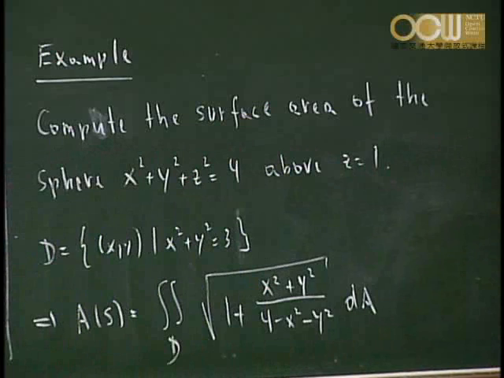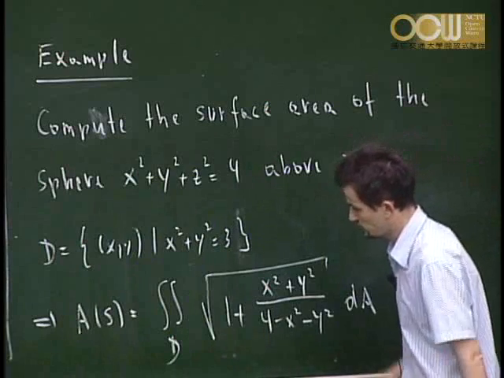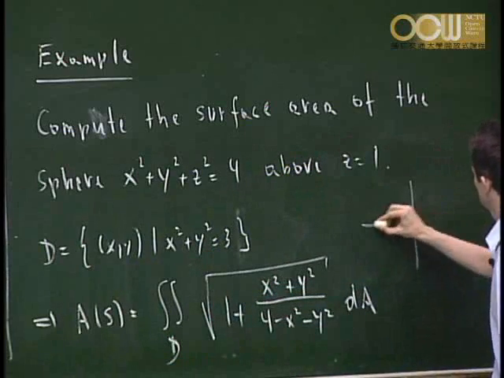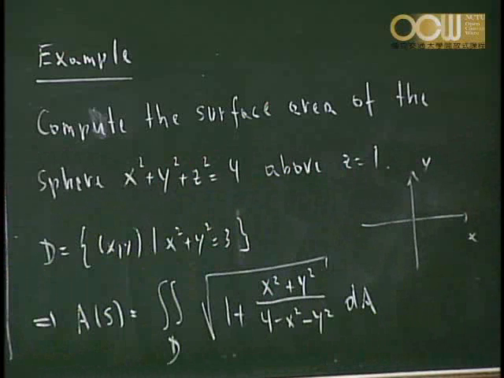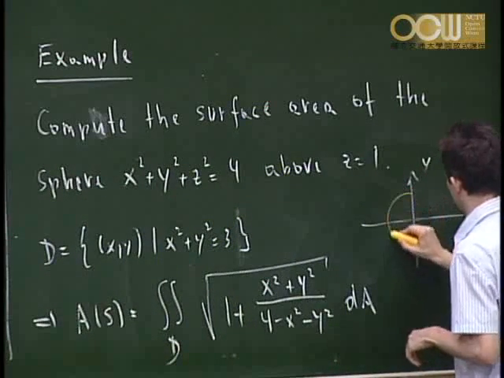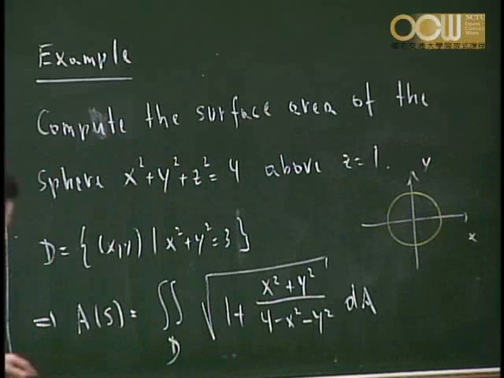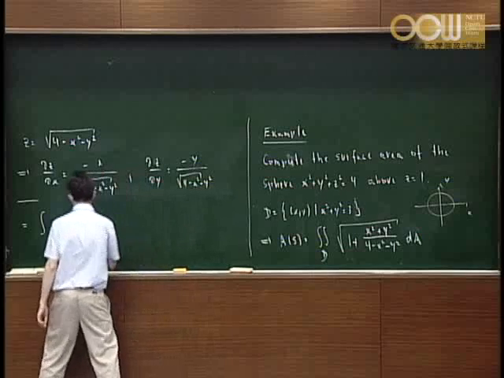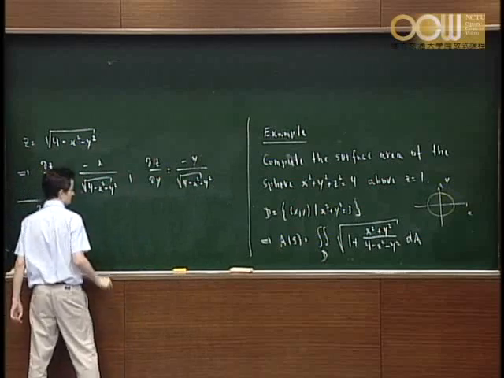Now, of course, the idea should be clear how to compute this. Because D is this circle here, a circle with radius square root of 3. And because of the form of this integral, what we are going to do is change to polar coordinates. So what we get is the integral, the angle from 0 to 2 pi, and the r from 0 to the square root of 3.